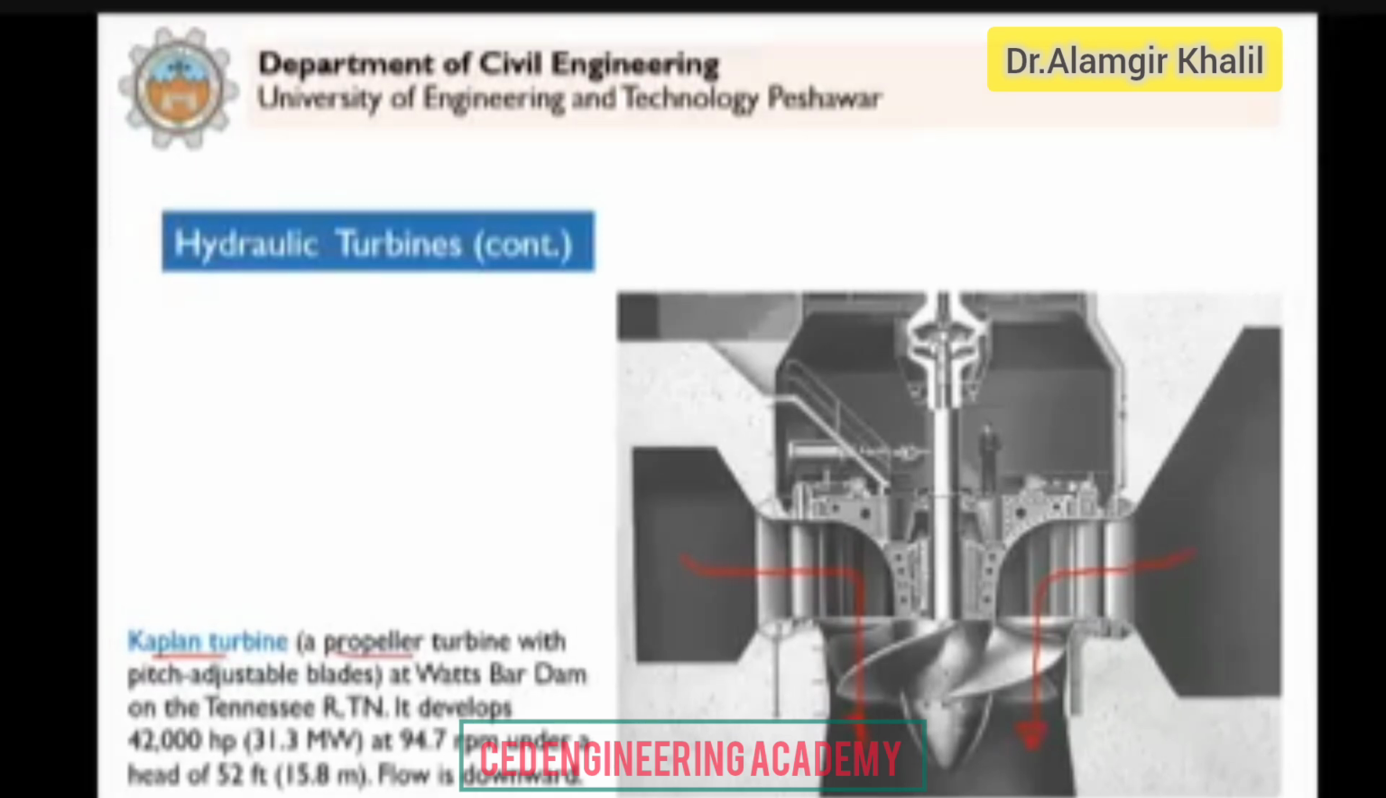Clear? So in this case, you see that when this rotates, it will rotate this shaft, and this shaft will be connected with a generator. So what the turbine does is convert this energy of fluid, hydraulic energy, into mechanical energy in the form of a rotating shaft. And then this generator will convert this mechanical energy into electrical energy.